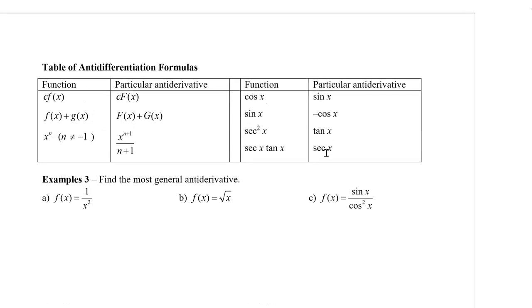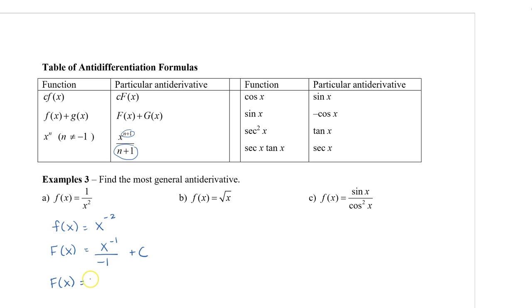So let's take a look at these examples here. The first one here, we want to set it up so that we don't have this fraction. So I'm going to rewrite this as x to the power of negative 2. Then the antiderivative, remember the rule is we're going to add 1, and then that exponent also is placed in the denominator. So this will be x to the negative 1 divided by negative 1, and then plus c.